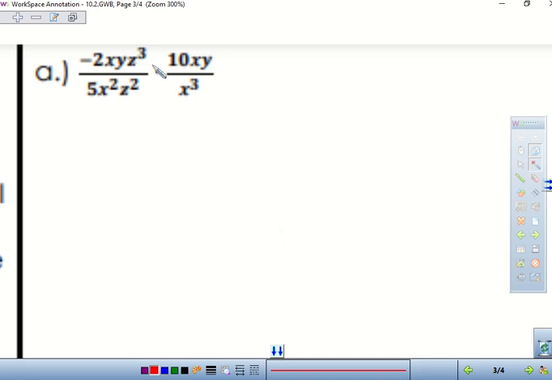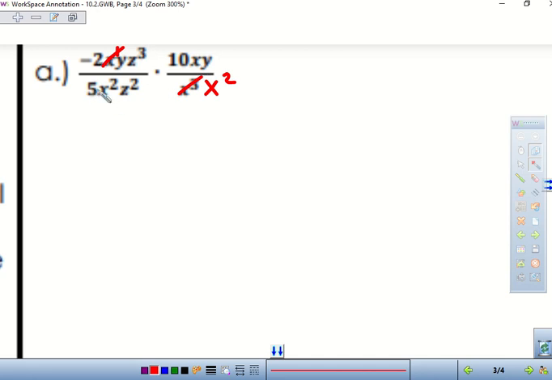So cross-canceling is where you cancel things diagonally first. So, as you can see, I have an x up here, one x, and I have three x's, right? So, if I were to divide these, what would be 3 minus 1? So that means there's two x's left down here. Okay? I can also cross-cancel this way as well.